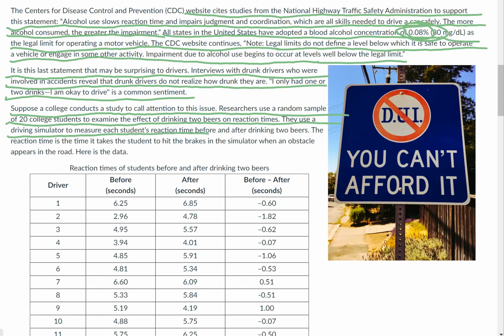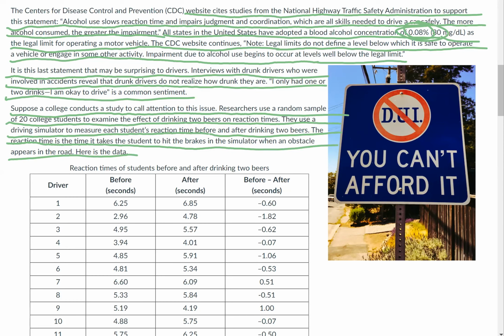So they're not really making these drunk kids drive. It's just a simulation, so they can't get hurt. They measure each student's reaction time before and after drinking 2 beers. The reaction time is the time it takes the student to hit the brakes in the simulator when an obstacle appears in the road. So here's the data below. Let's look down at that table.